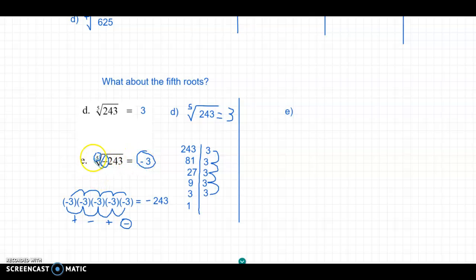Remember that it doesn't happen with the square root or fourth root or sixth root, when the index of the root is an even number. Okay, it doesn't happen there. It's not possible to find a real solution.